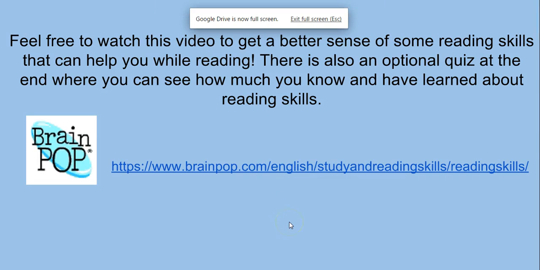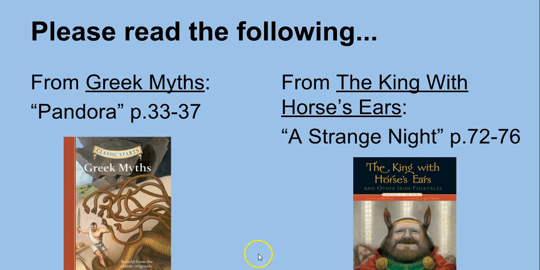So after you do that, then you can move on and look at what we're actually going to be reading. So the first story we'll be reading is from the book Greek Myths. It's called Pandora, and it's on page 33, and that's what the book looks like. And then the second story is from the book The King with Horse's Ears, and it's called A Strange Night on page 72. So feel free to take as much time as you need to work and read both of these texts. If you work in groups, you guys can take turns reading out loud. That'll help you better, or you can work by yourself if that's what you prefer.